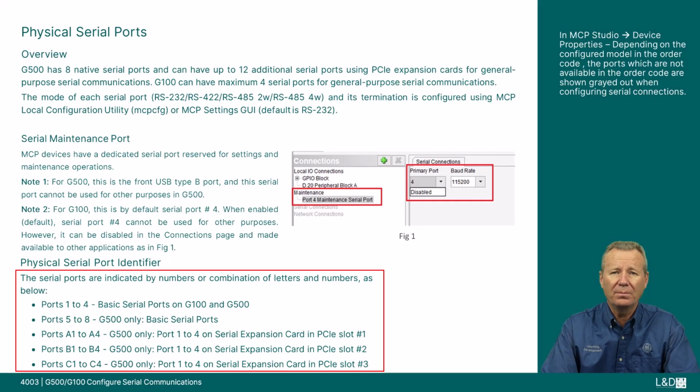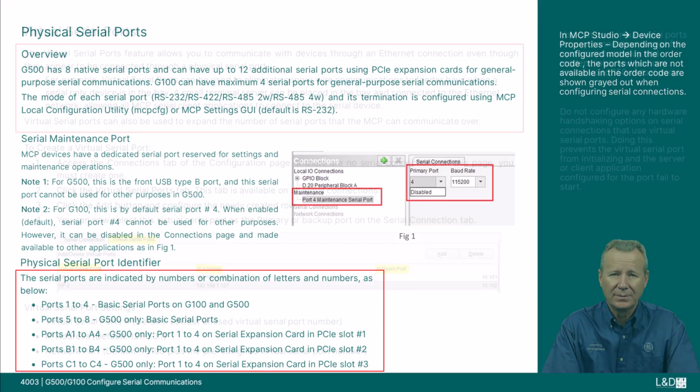Ports 1 to 4, basic serial ports on G100 and G500. Ports 5 to 8, G500 only, basic serial ports. Ports A1 to A4, G500 only, port 1 to 4 on the serial expansion card in PCIe slot 1. Ports B1 to B4, G500 only, port 1 to 4 on the serial expansion card in the PCIe card slot number 2. Ports C1 to C4, G500 only, port 1 to 4 on the serial expansion card in the PCIe slot number 3.